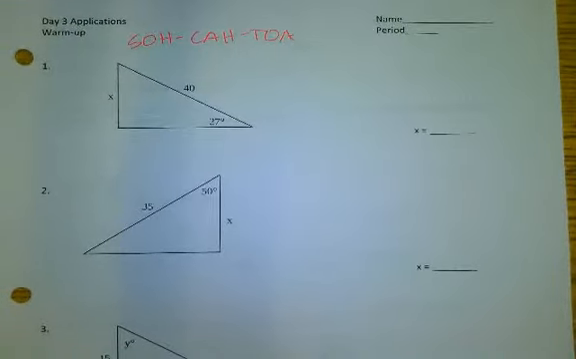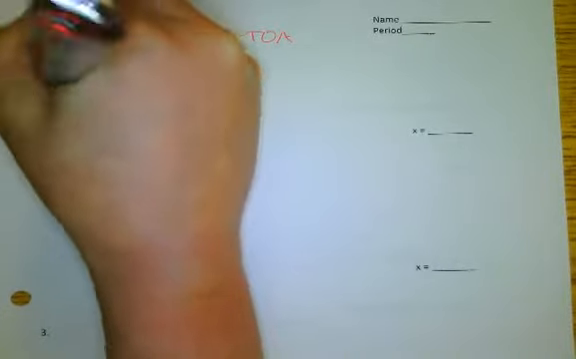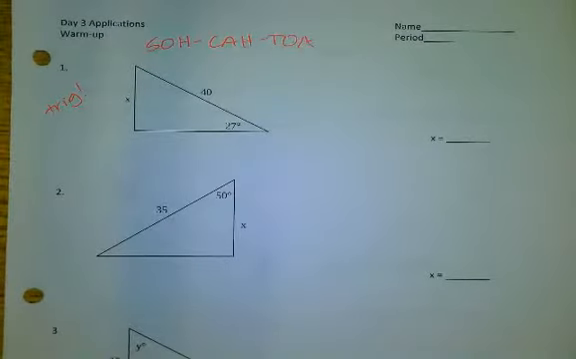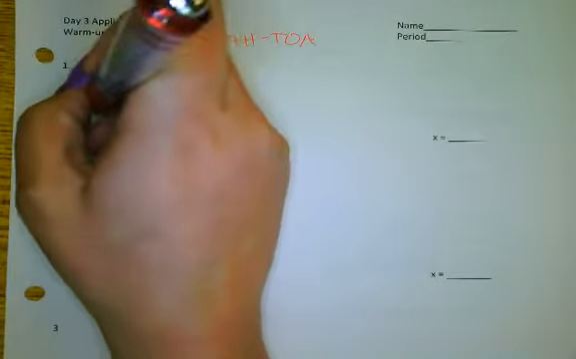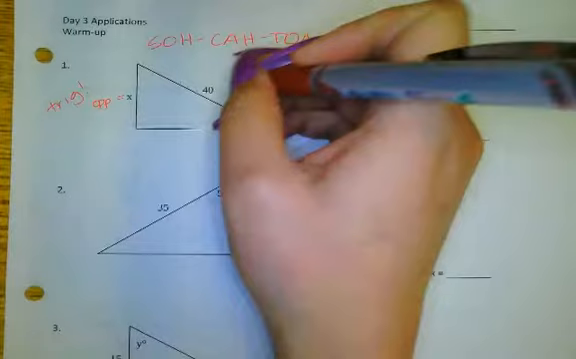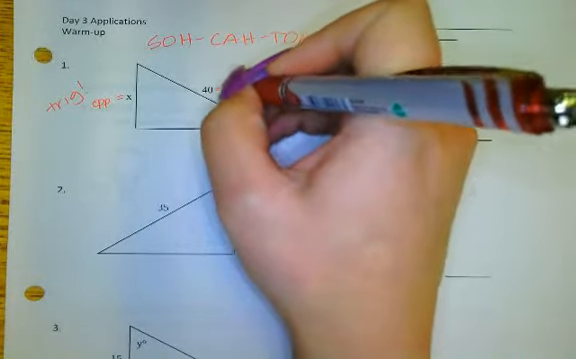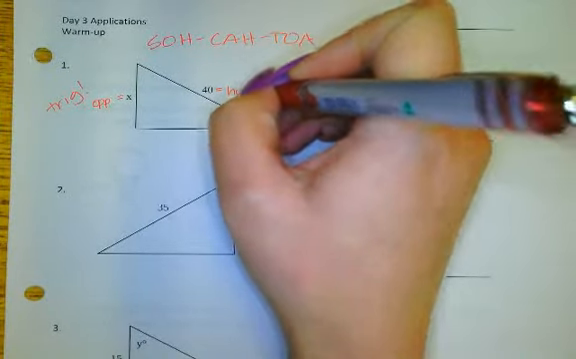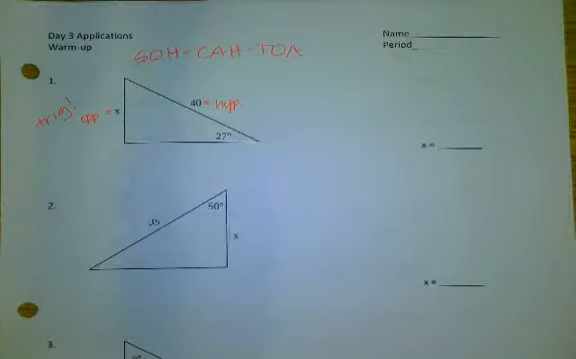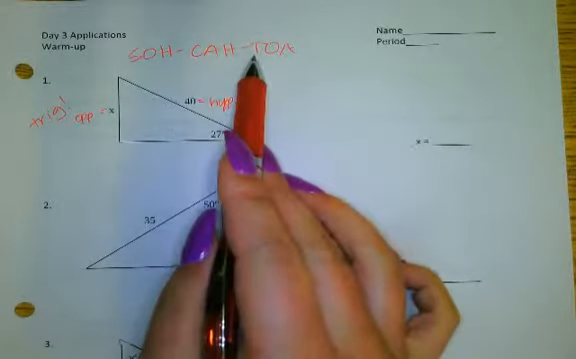Okay, currently we have an angle, and our x is on its side. When you're solving for a side, are you using trig or inverse trig? Trig. Okay, so I know that I'm using just regular trig. What is x in relation to 27? Opposite, and 40 is what? Hypotenuse.